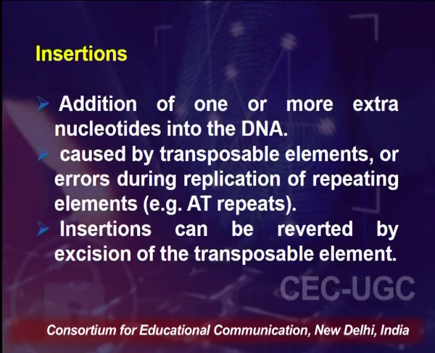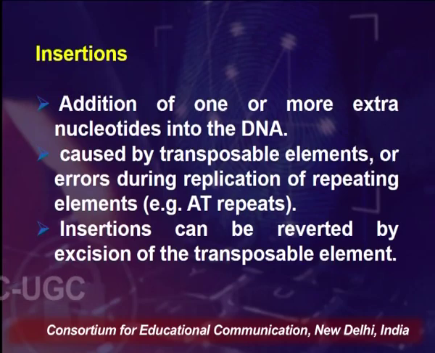For example, there is a class of AT repeats. So, sometimes when the repeat is happening in the DNA, the AT repeats could be more. If by any chance 1 repeat or 2 repeats are added, then the 4 bases will increase over there. So, these insertions, they sometimes can be reverted by the excision of the transposable element.